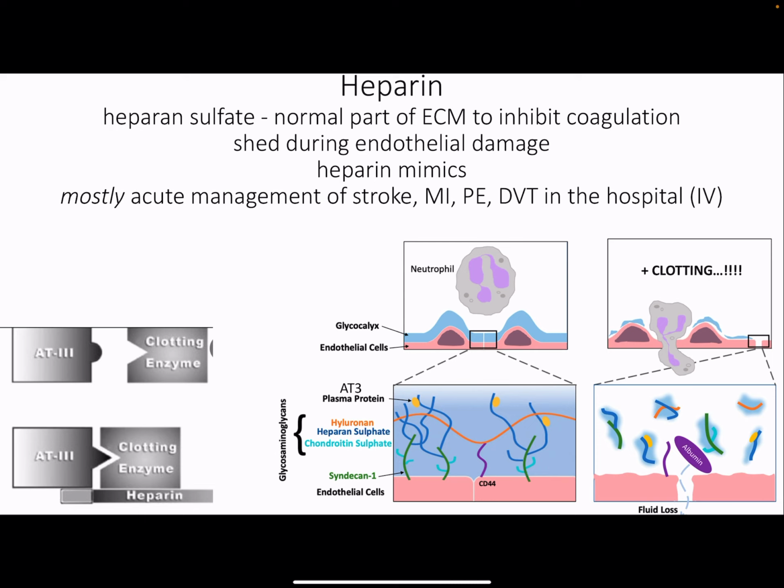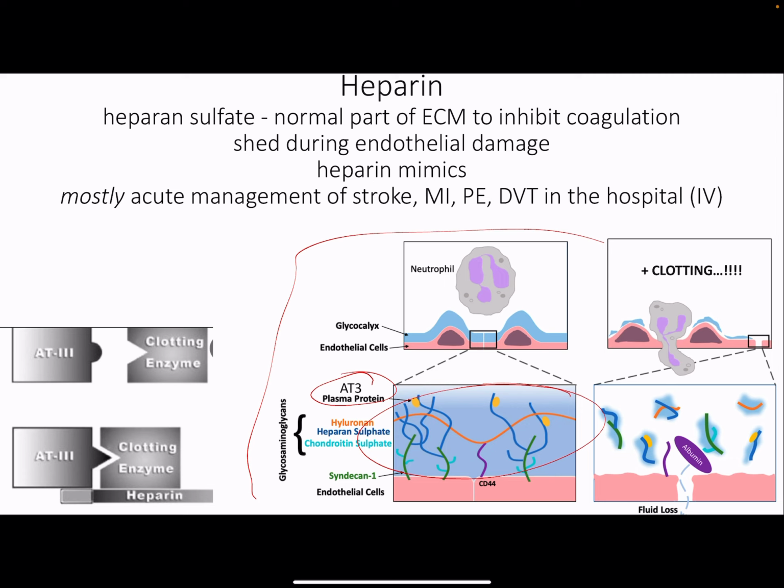All right, heparin. Heparan sulfate is, so we've seen this picture before, a normal healthy endothelial cell is expressing heparan sulfate facing towards the plasma. This will bind to and activate antithrombin 3, which is then going to inhibit clotting. This makes sense because in a normal healthy vasculature, I want to keep clotting at bay. So this is a good state of affairs.